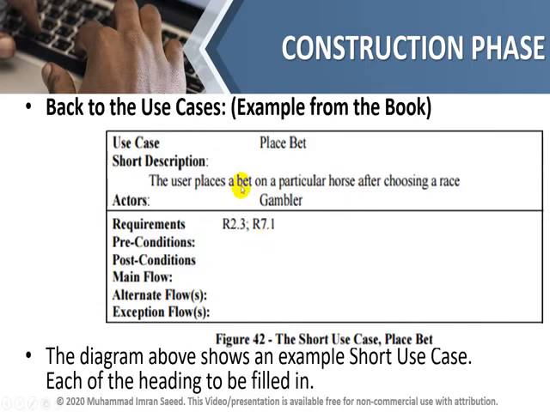So look at this diagram. This was the older diagram in which we said that we will not put the details, precondition, post-condition, main flow, but we just went for a very simple use case that a user can place bet, right? It is the example taken from the book. So in fact, the description was user places a bet on a particular horse after choosing the race. So the concept is the user will choose a race, then he will select a horse to bet on it, right? So in fact, this is the use case of place bet.